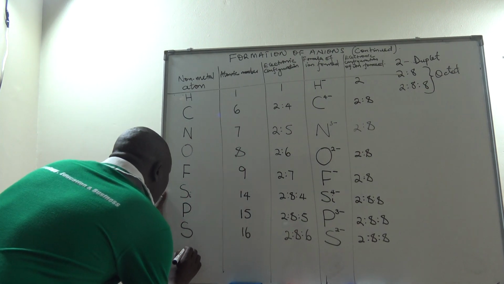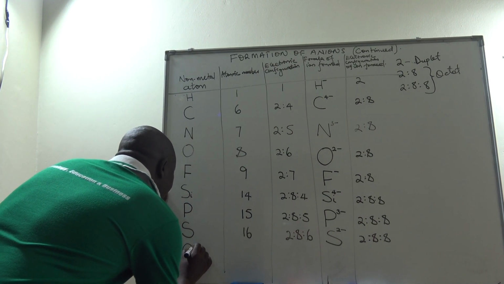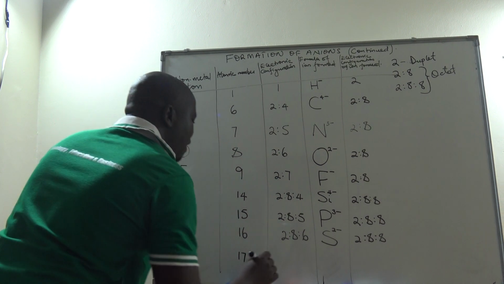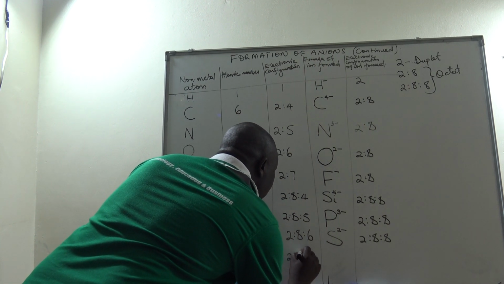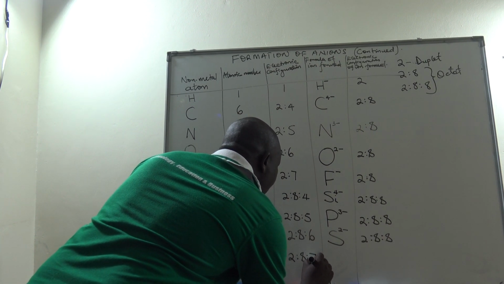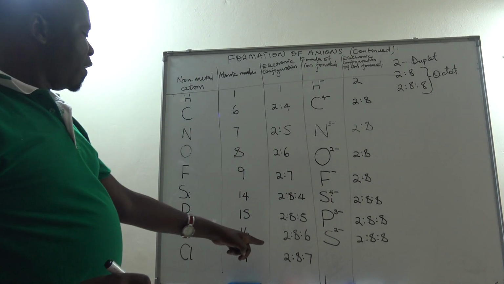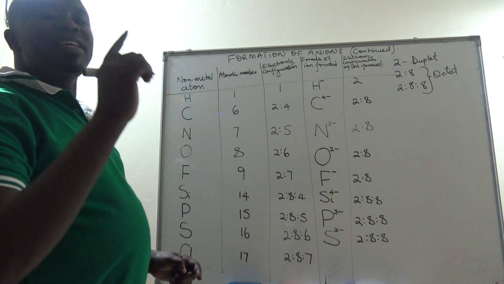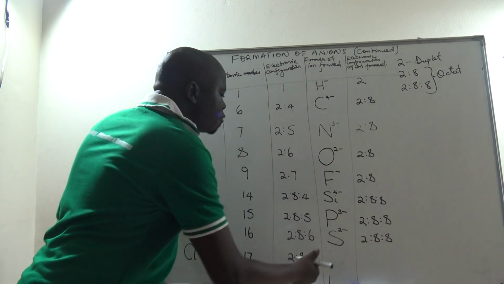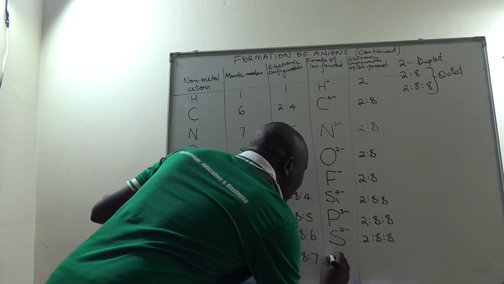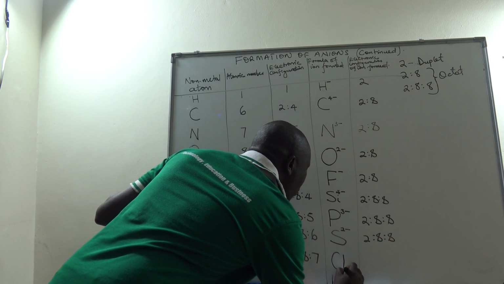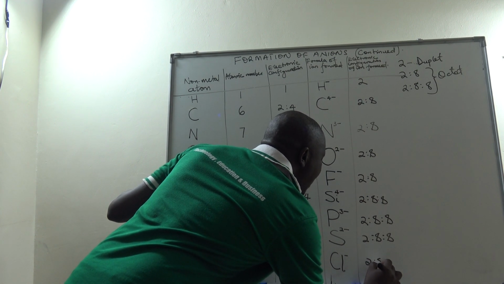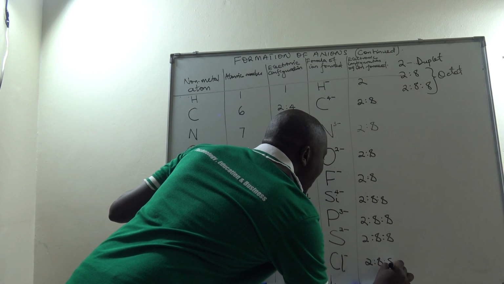Then we go to chlorine, which is the last one among the first 20 elements. A chlorine atom has atomic number of 17. The electronic configuration is 2, 8, 7. And if that is the electronic configuration, you can see that it requires only 1 electron to fill its outermost shell. So its valency is 1. So when it gets that 1 electron that fills the outermost shell, the chlorine atom becomes a chloride ion with 1 negative charge, and the resultant electronic configuration is 2, 8, 8 also.